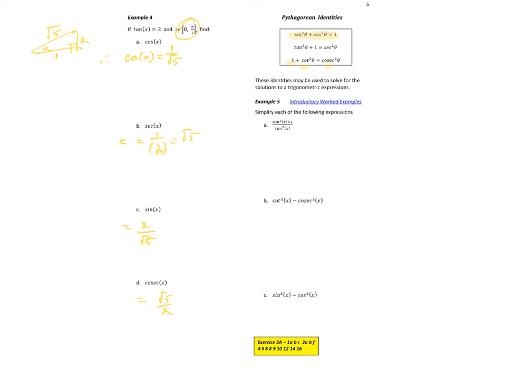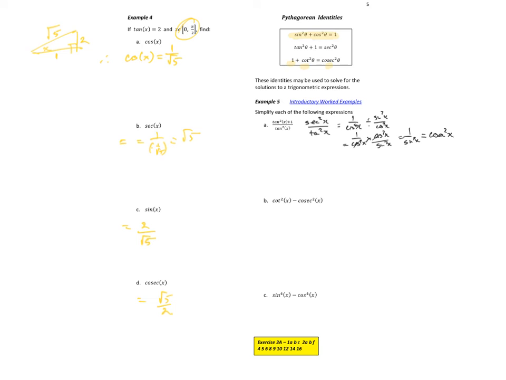So we get sec squared x over tan squared x, which is the same as, what's sec? Sec is 1 over cos squared x, divided by tan, which is sine squared x over cos squared x. Flip it upside down and multiply: 1 over cos squared x times cos squared x over sine squared x. That gives 1 over sine squared x, which is cosec squared x.